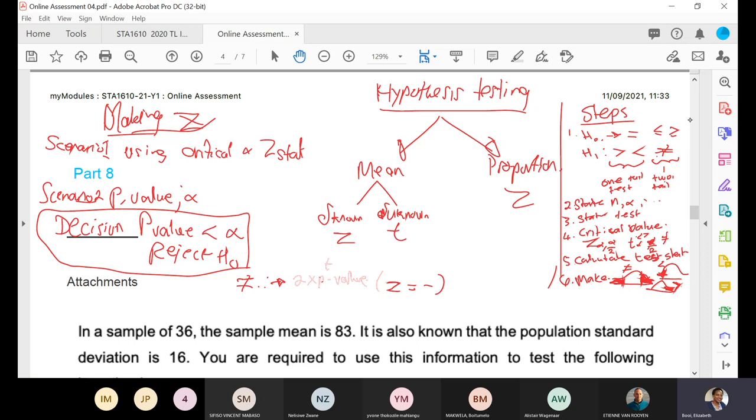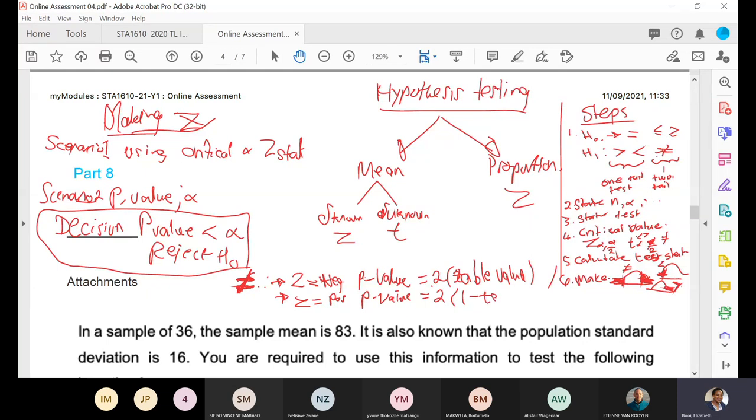Let's rewrite it this way so that you can understand. If your Z value is negative, then the p-value will be equal to 2 times the table value. That is for a two-tail test, when your alternative says not equal. If your Z value is positive, then your p-value will be 2 times 1 minus the table value.